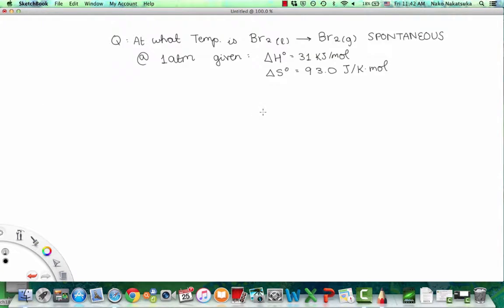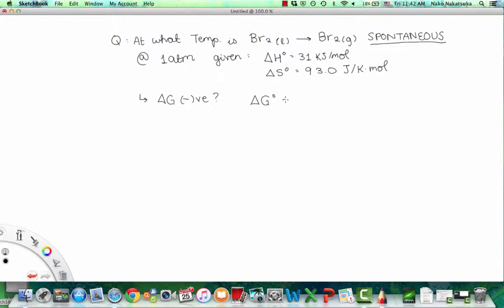Now let's try an actual problem that utilizes the different concepts that I just talked about. So this question asks, at what temperature is bromine going from liquid to gas spontaneous at 1 atmosphere, so at constant pressure, given the delta H and delta S at standard states. So when something is spontaneous, we have to figure out when is delta G negative, right? And so let's write out the equation.